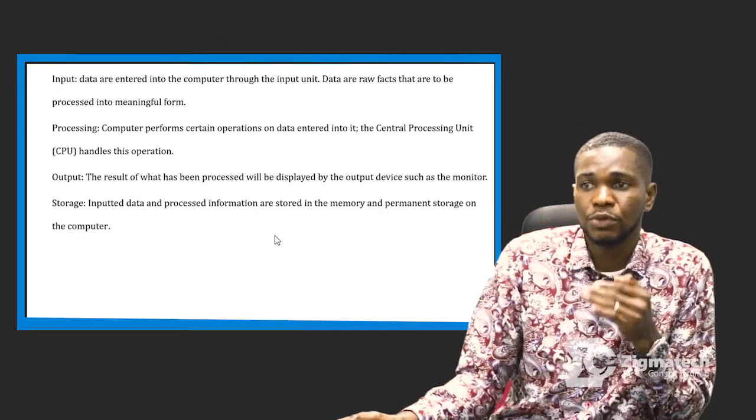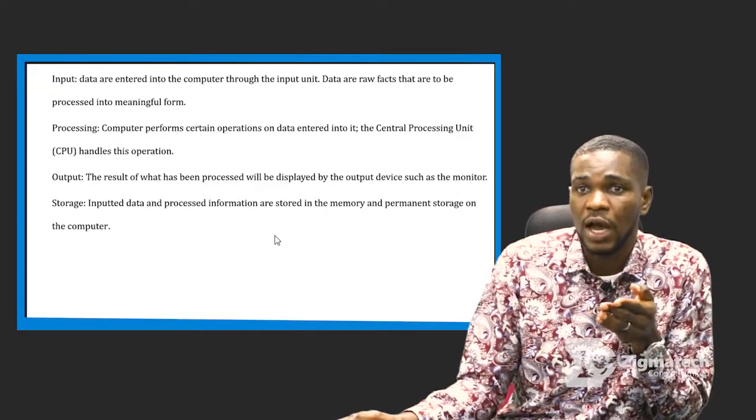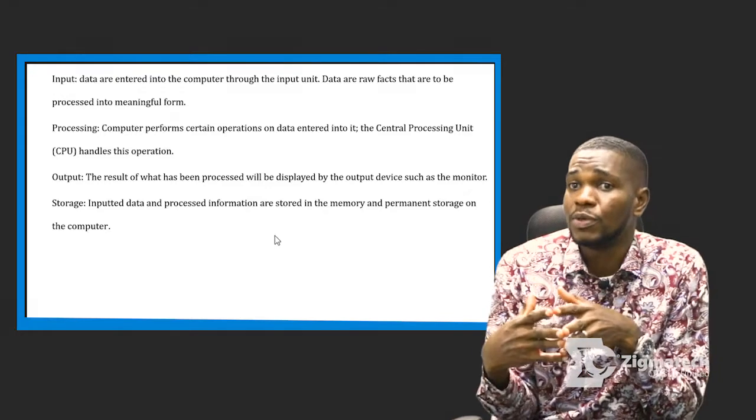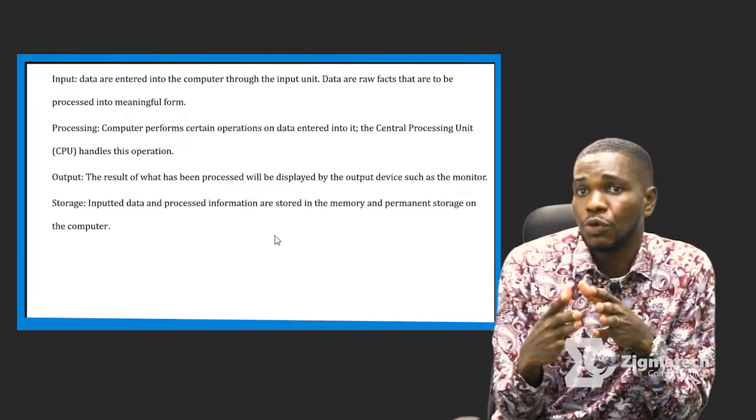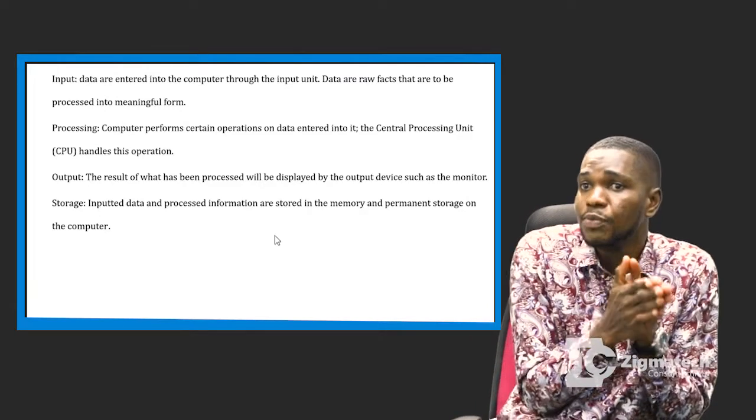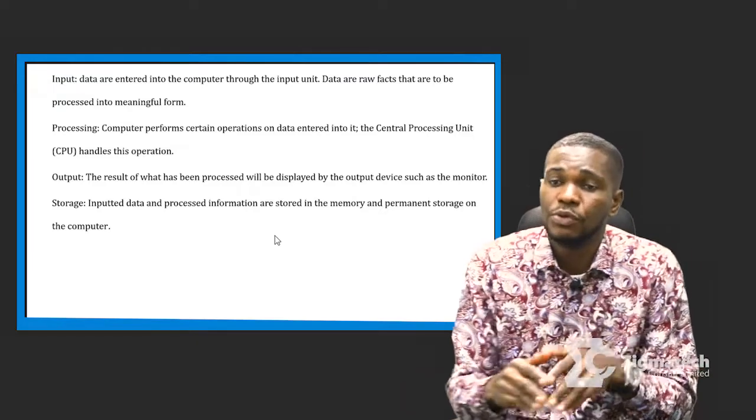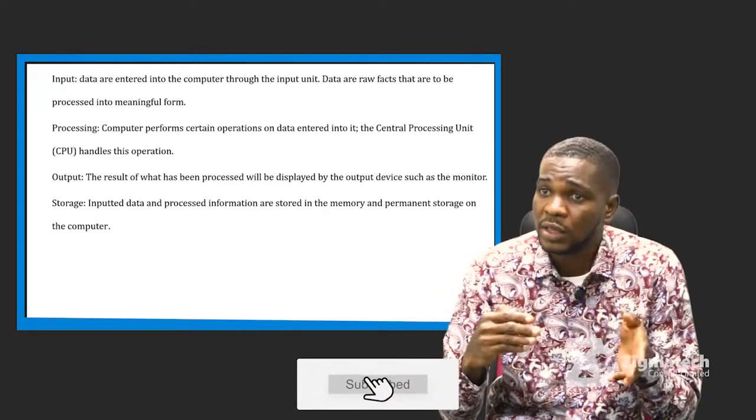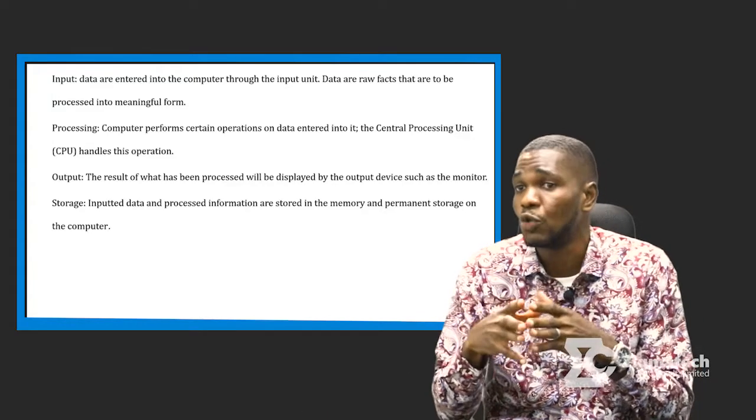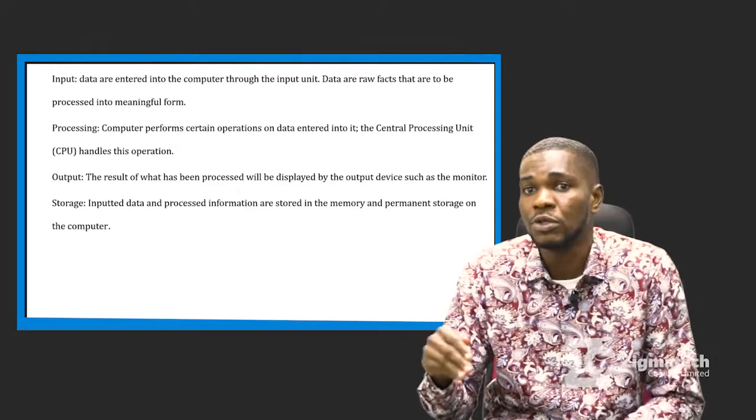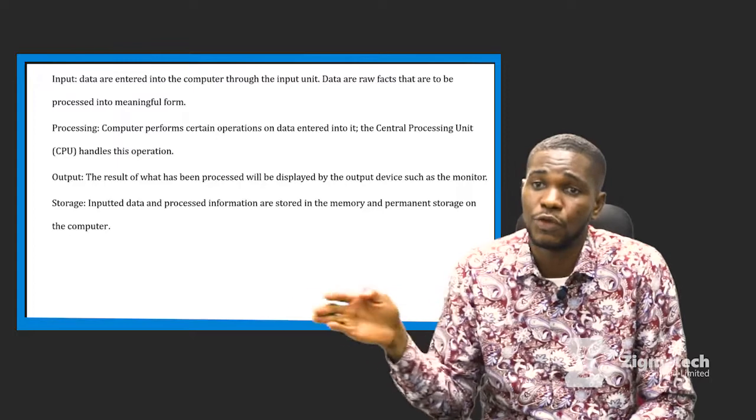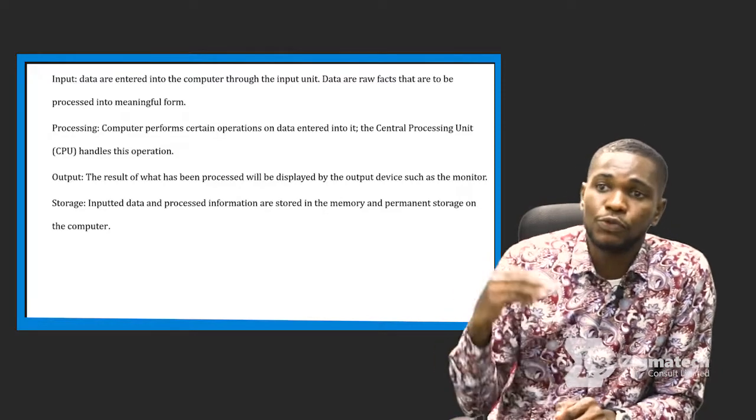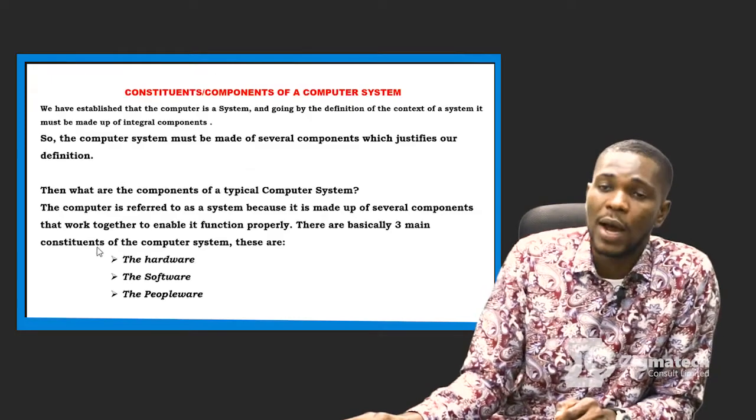So input, as a process or function of a computer, is the entering of data to the computer through the input units. And this data, by definition, we know that data are raw facts that are yet to be processed or given a meaning. So this data that is inputted into the computer is done through the input devices such as the keyboard, the mouse, or any other input device that you can reference. And then the processing is the actual work of converting the data which you have entered to information, which is the essence of data processing. And output is the result gotten from the processed data. And at the end of all this, the information which has been processed or generated is stored for future reference or for future use by the computer or by the data processor.